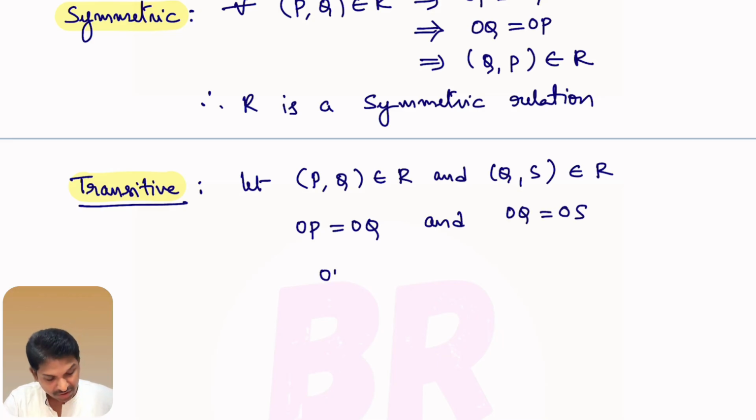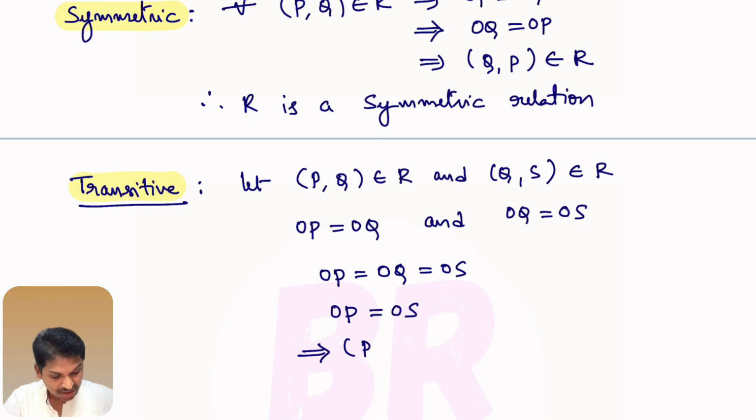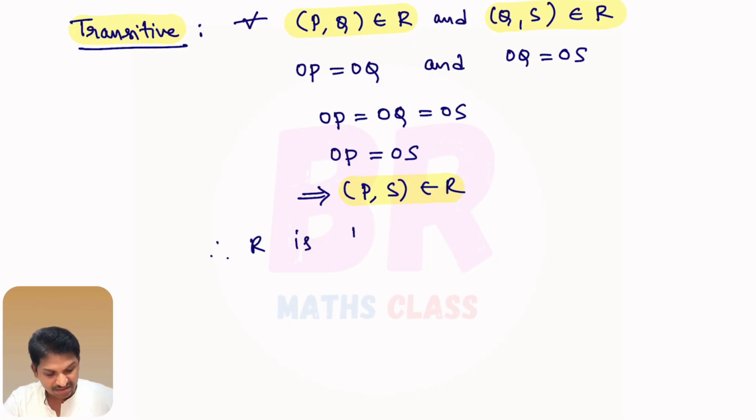Okay. So if you observe this, OP equal to OQ, OQ equal to OS. From this, what can I say? I can say OP equal to OS. This tells you that the ordered pair P comma S belongs to the relation. So for P comma Q belongs to R and Q comma S belongs to R, P comma S also belongs to R. This works for any such ordered pair, right? Therefore, the relation R is transitive.